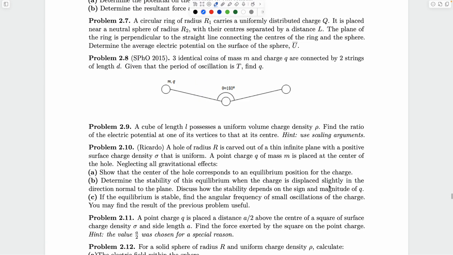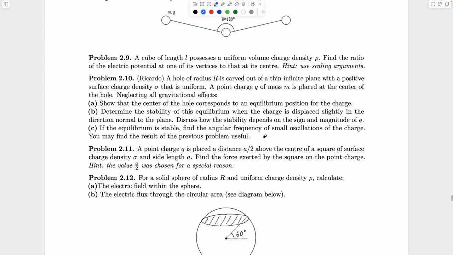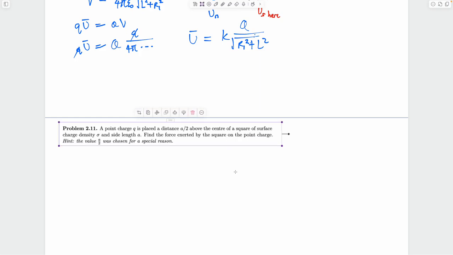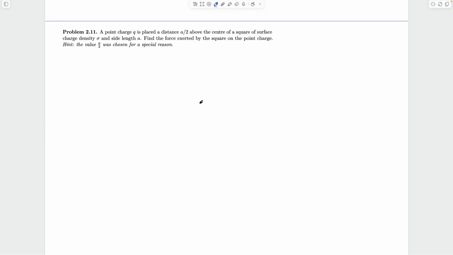Then the next one, let me see. Okay, the next one is 2.11. Yeah, this is the one that I was going to talk about next. After this, maybe y'all can have a break. There's a square, and there's a charge.